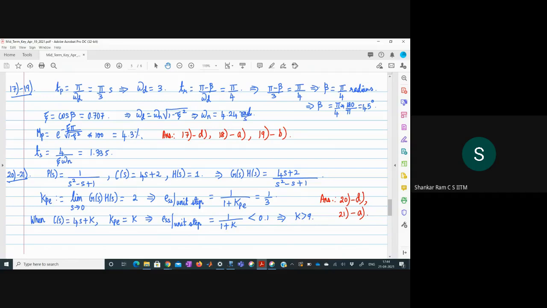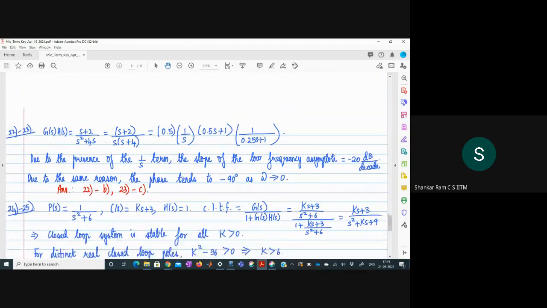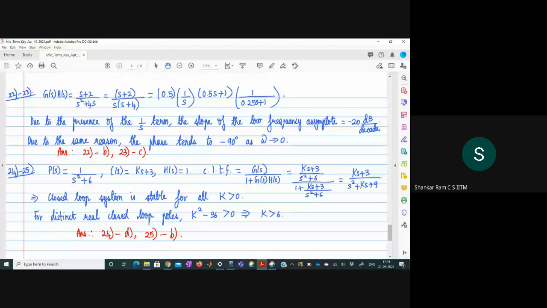Then going forward to questions 22 and 23. In 22, I had given the open loop transfer function as s plus 2 divided by s squared plus 4s. We can immediately see that we can decompose this transfer function into 4 blocks: 0.5, 1 by s, 0.5 s plus 1, and 1 divided by 0.25 s plus 1. Due to the presence of the 1 by s term, the low frequency asymptote will have a slope of minus 20 decibels per decade. So that is the answer to question number 22, which will be choice B.